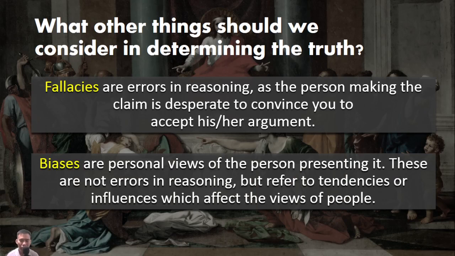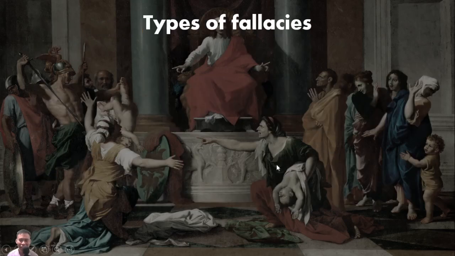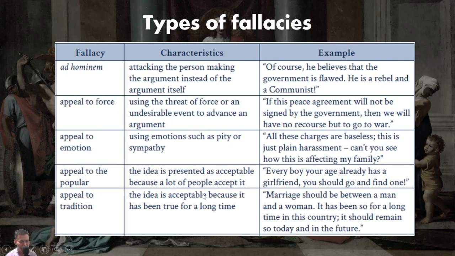Biases. Biases are personal views of the person presenting them. These are not errors in reasoning, but refer to tendencies or influences which affect the views of people. You want to know more about it? Okay, so let's have the types of fallacies.